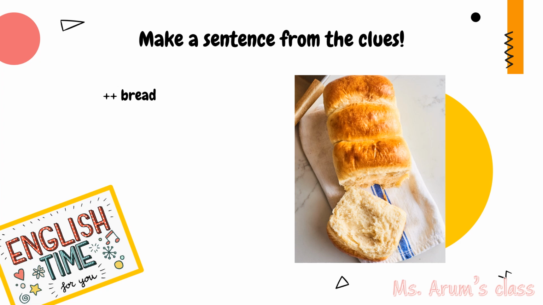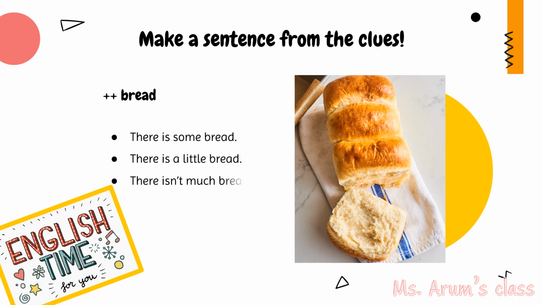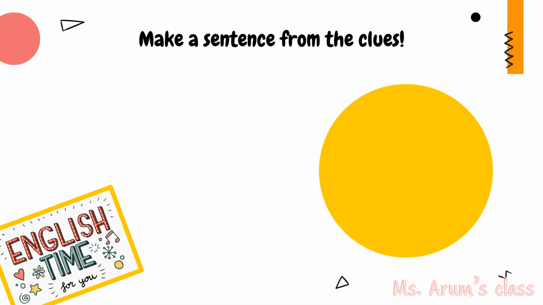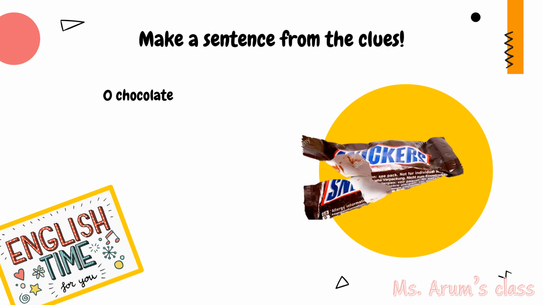Ooh, what is this? Very good. There is some bread or there is a little bread or there isn't much bread. Yeah, for me, it's just a little bread because I love bread. So this is only a small amount for me. Next. No, where is all the chocolate? Okay, so what do you say about this? Good. There is no chocolate or there isn't any chocolate.